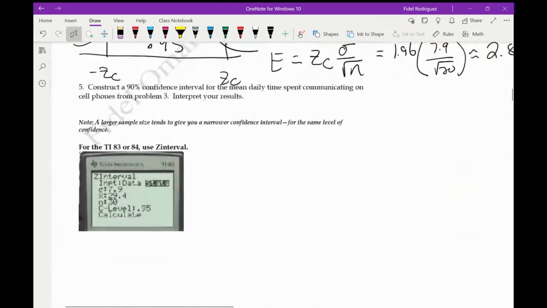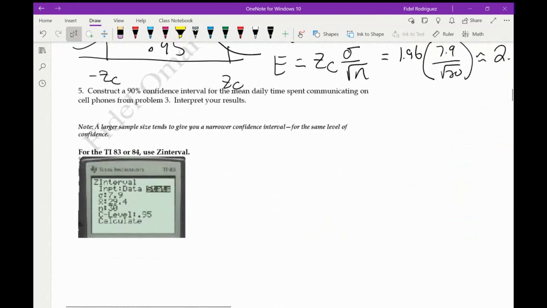For number 5, we're going to do the same thing, but we're going to refer back to problem number 3, and it says interpret your results. First, we're going to construct a confidence interval for the mean daily time spent communicating on cell phones from problem number 3. My confidence level here is 90%, so I'm going to have to find my ZC.